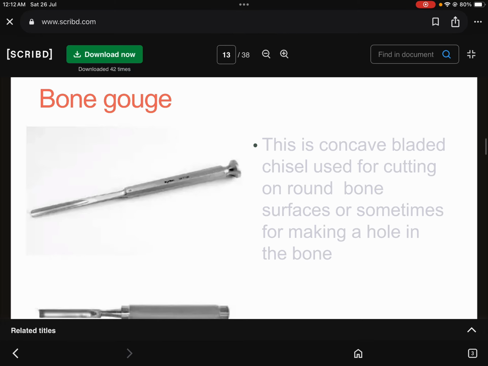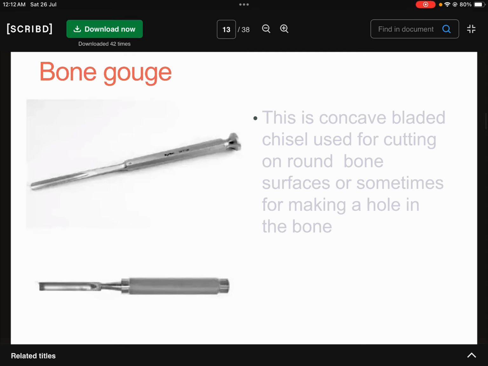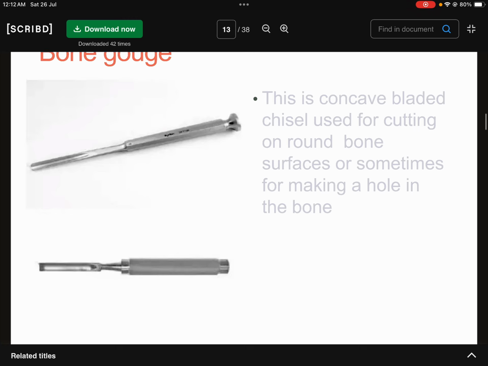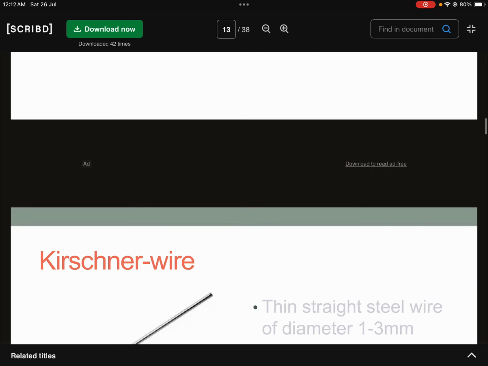This is the bone gouge. Bone gouge is a concave blade chisel used for cutting on round bone. This is a chisel, and at the end it is a concave type of chisel. This is the bone gouge.